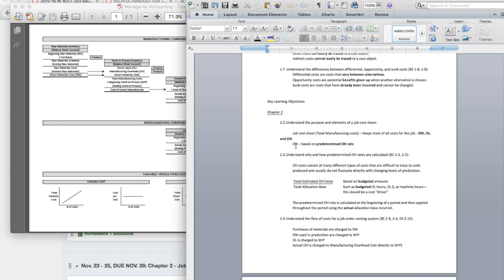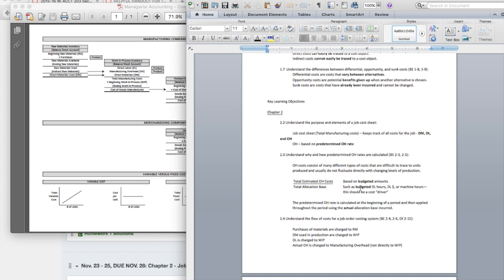And overhead is based on a predetermined overhead rate. So you're really going to need to know how to calculate that predetermined overhead rate. And from the reading, it's all going to be an estimate. So the total estimated overhead costs divided by the total allocation base. That will give you, for example, $8 an hour or $5 per your allocation base, which could be a machine hour. It could also be direct labor hours, things like that.